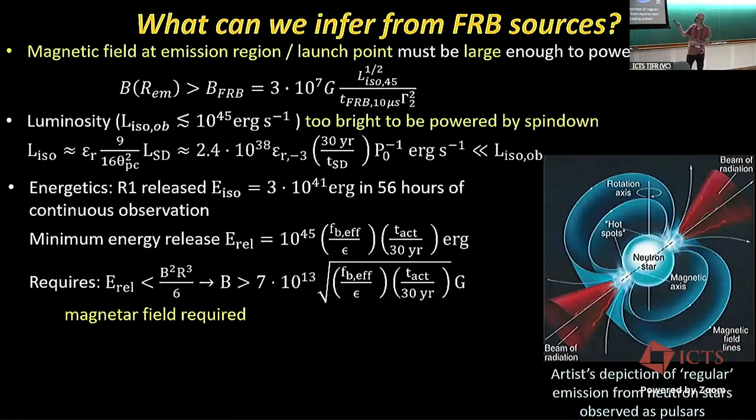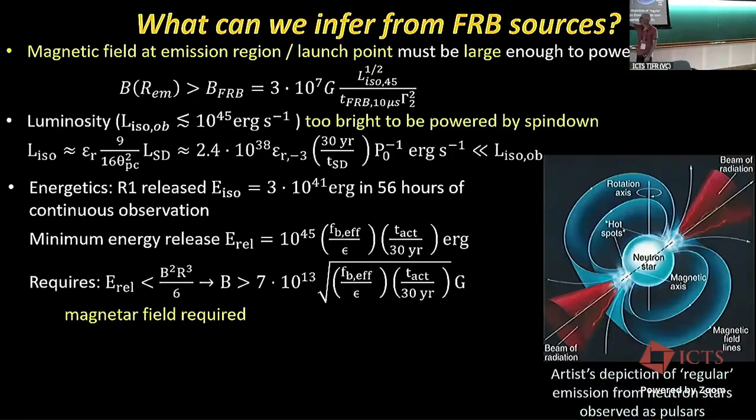But you can fold those into the calculation, and you can compare that with the magnetic energy reservoir and put a lower limit on the required magnetic field. And you see that the numbers that you get when you do this exercise are very large, about 7 times 10 to the 13 in this simple estimate. And you see that there's not much freedom here.